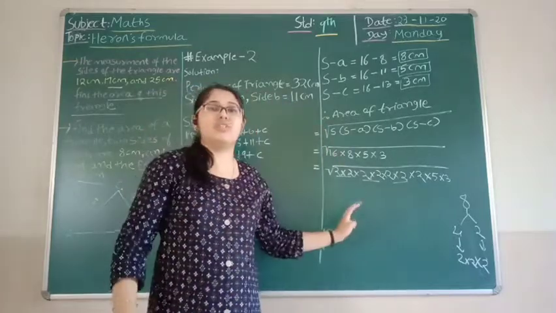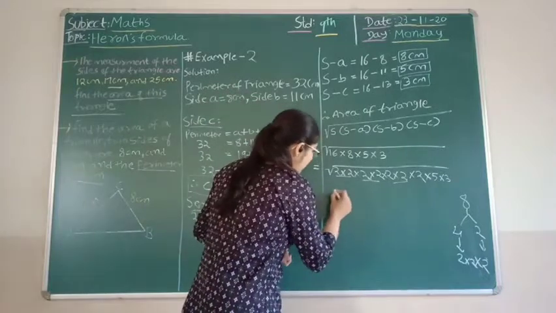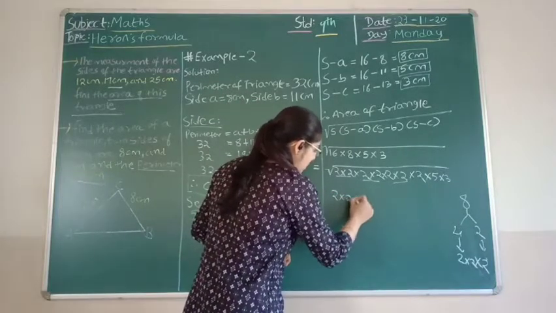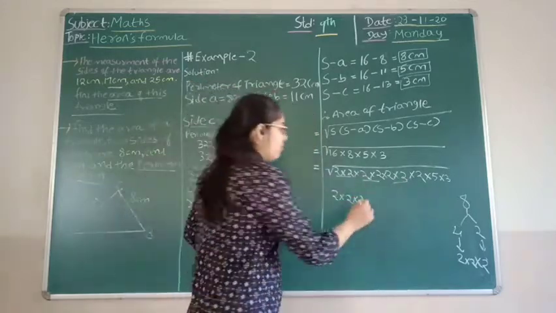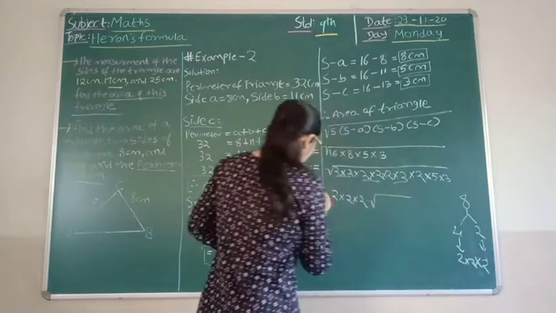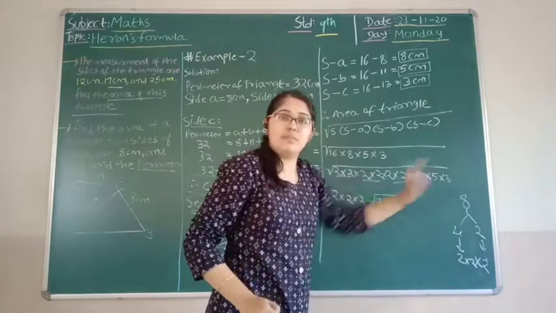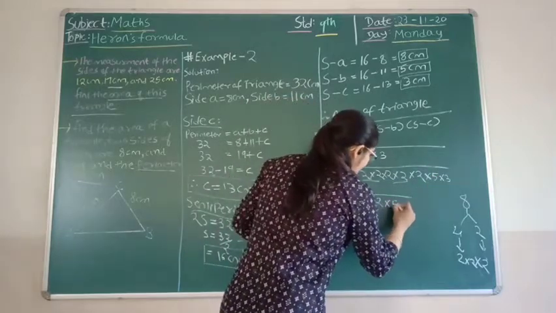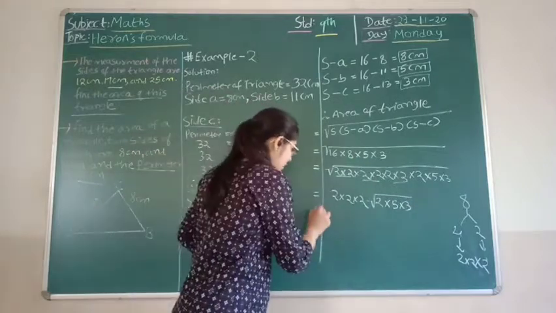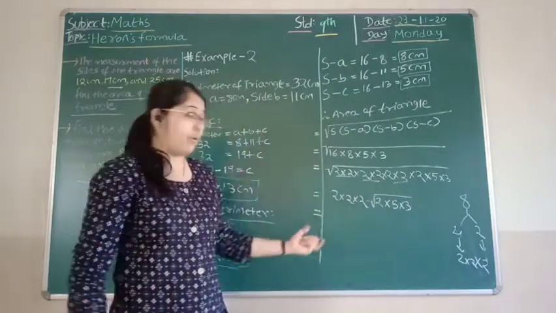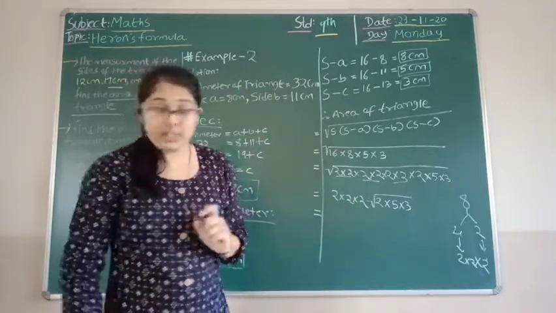So what I am doing over here? See, this 2 multiplied by 2 multiplied by 2, right? And this 2 remains as it is. So I am writing this the way like this, 2 multiplied by 5 multiplied by 3 multiplied by 5 multiplied by 3. Now if I multiply all of this, 2 into 2 into 2 is equal to 8. So I am writing this as 8 over here, right?